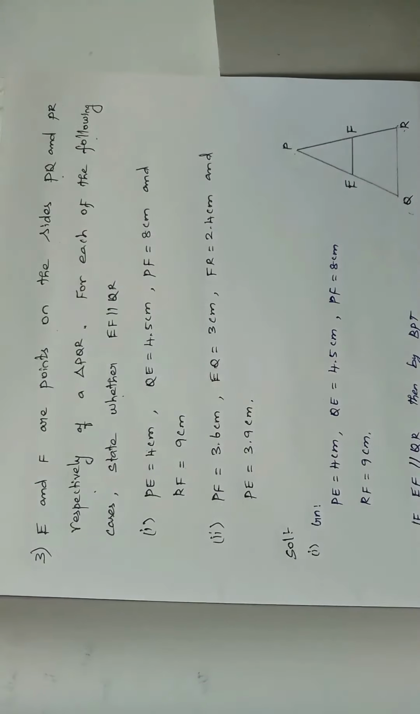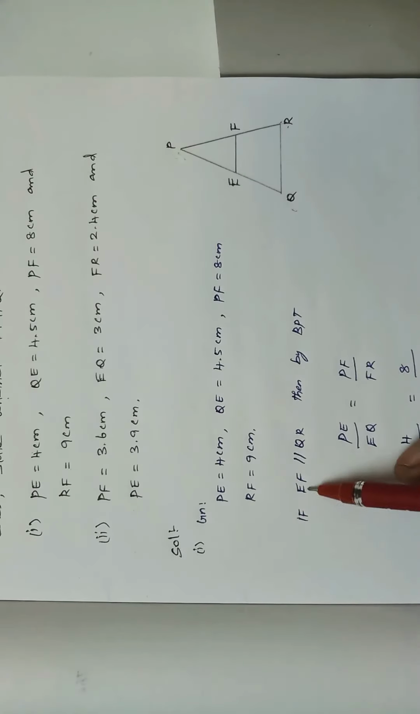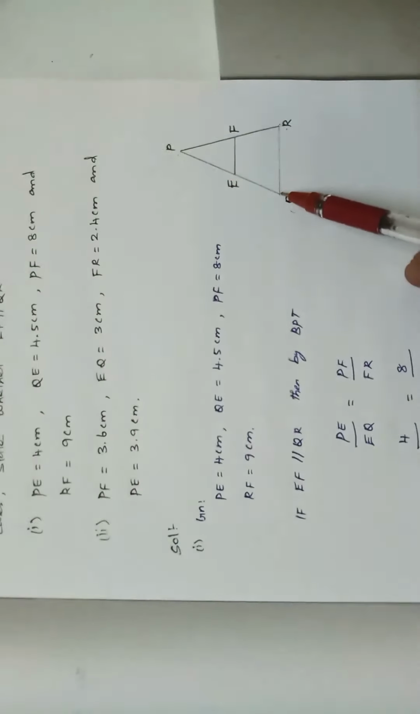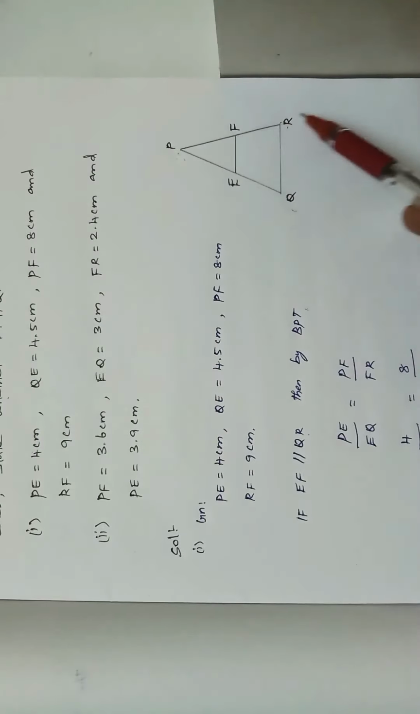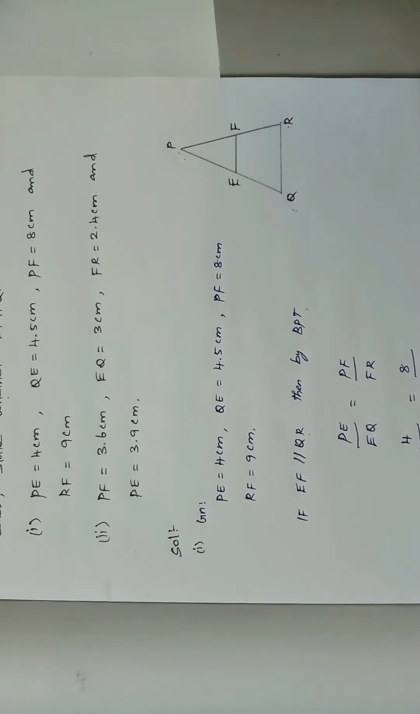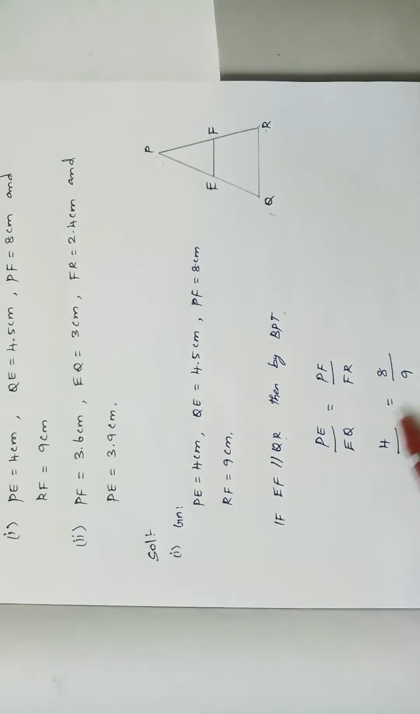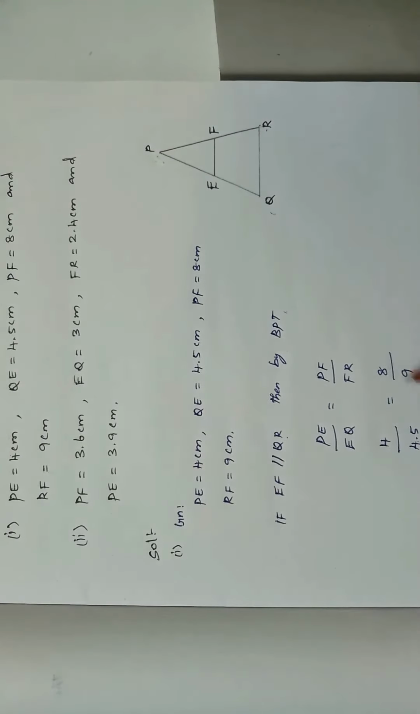So given, I have written, if EF is parallel to QR, then by BPT, PE by EQ is equal to PF by FR. Just substitute: 4 divided by 4.5, PE is nothing but 4 cm and EQ is nothing but 4.5 cm, and this is PF, which is 8 cm, and FR, which is 9 cm. Substitute and see, is it possible to simplify any further? No common multiples, right? We have only one as a common factor. Common multiples are not there.